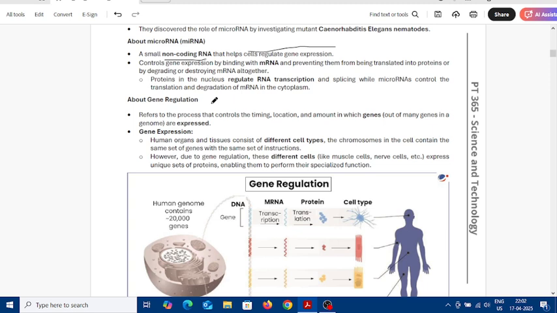Then we have gene regulation. It is the process that controls the timing, location and amount in which genes are expressed. So this is gene regulation.